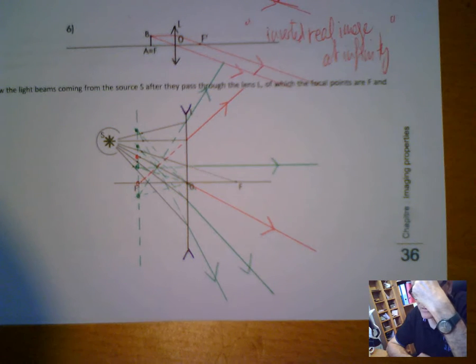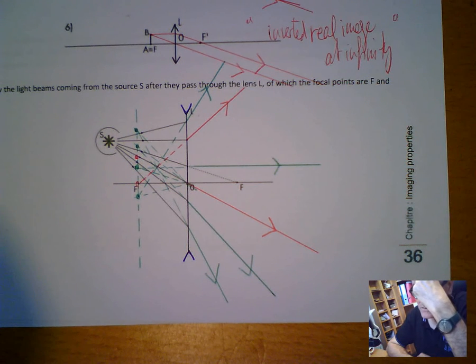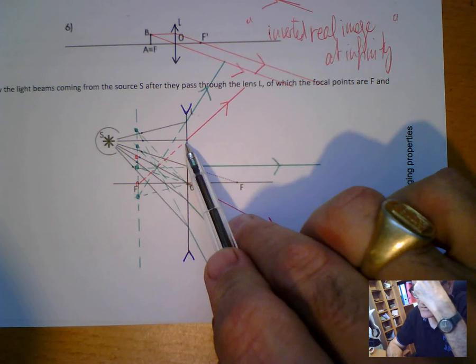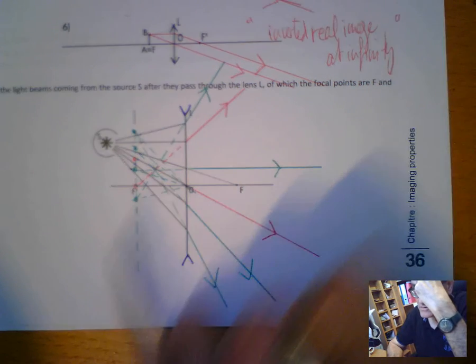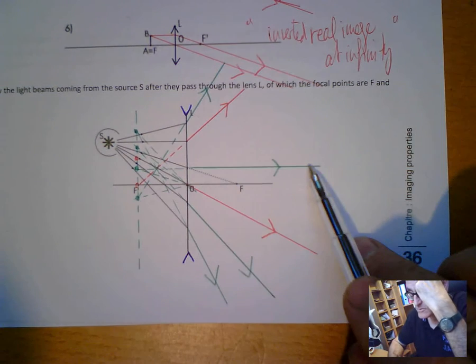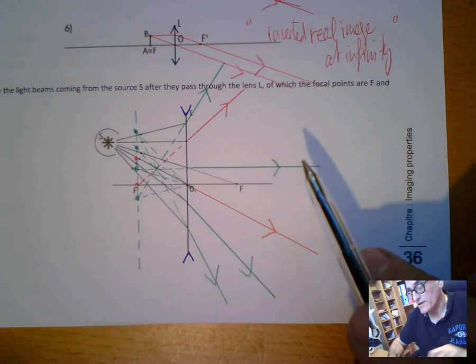Did you understand that? Is it okay? Sir, I just have a question. I didn't quite get why the light ray that just goes straight horizontally. This one? The one that you drew on the other side, the green one. This one. Aha. Yes. Okay.